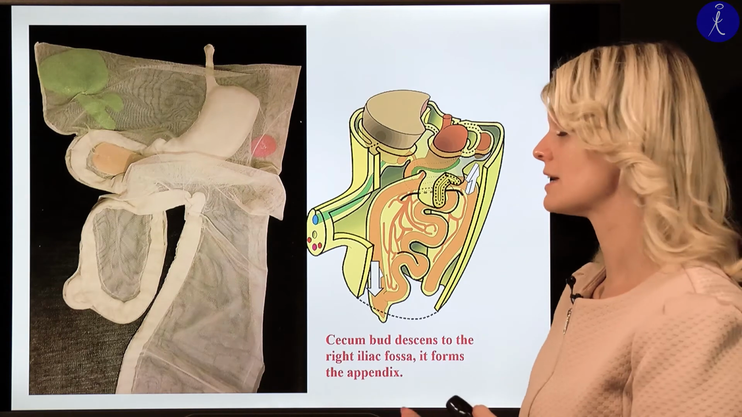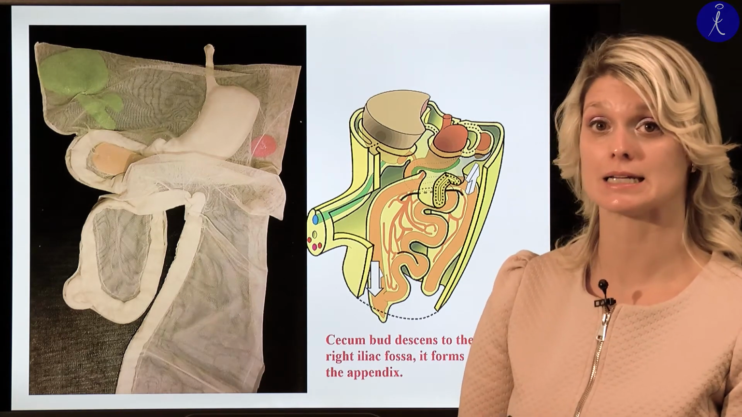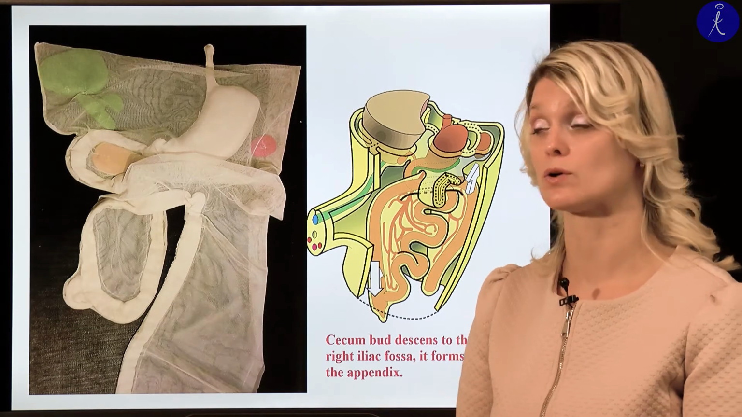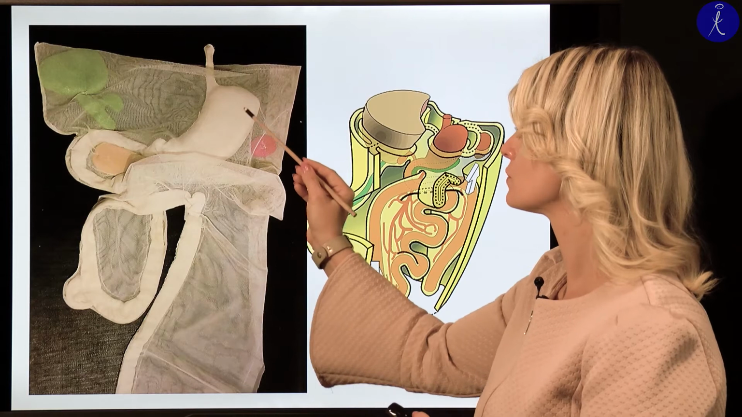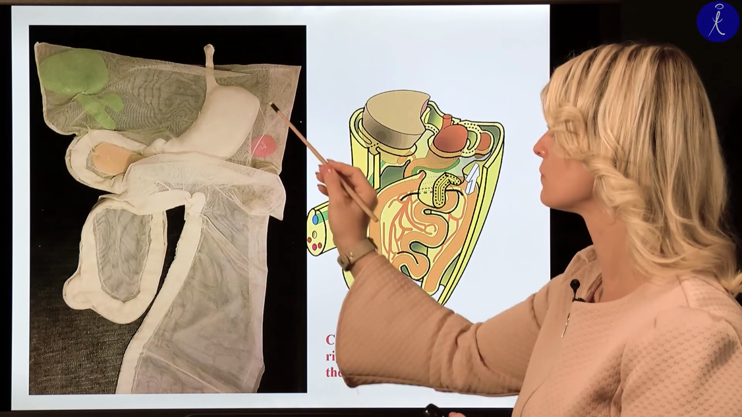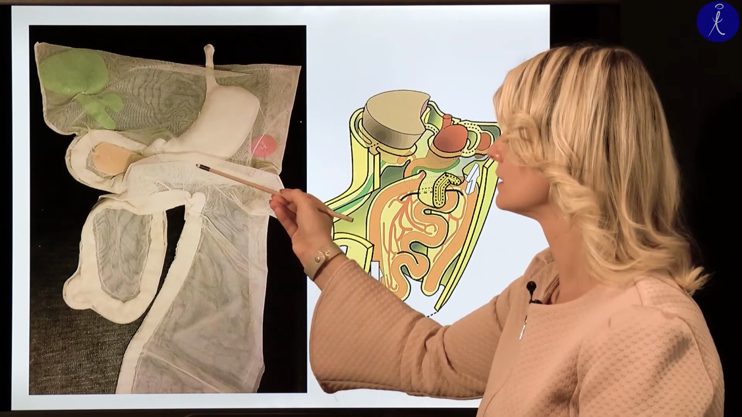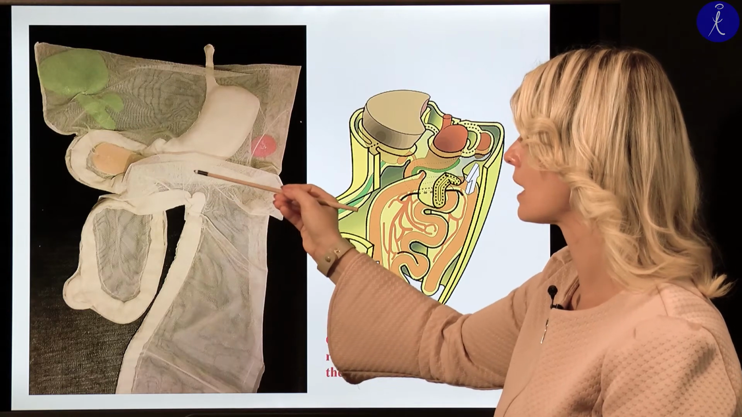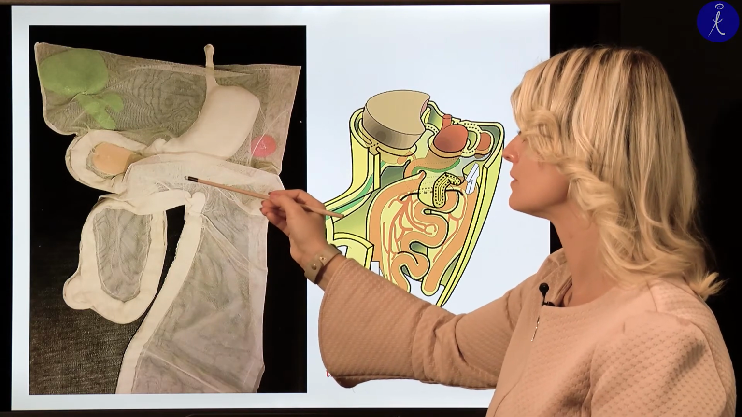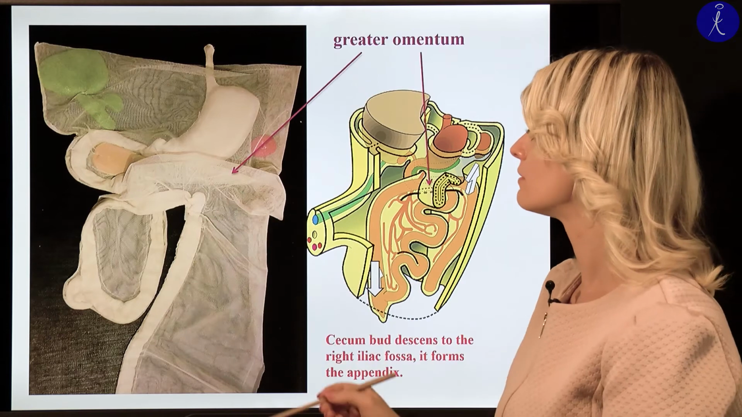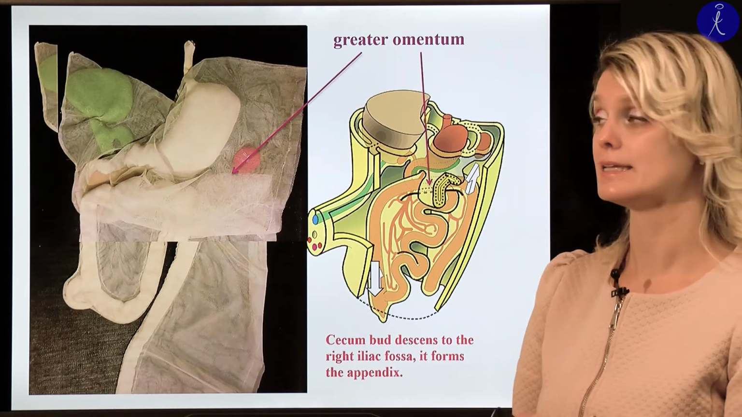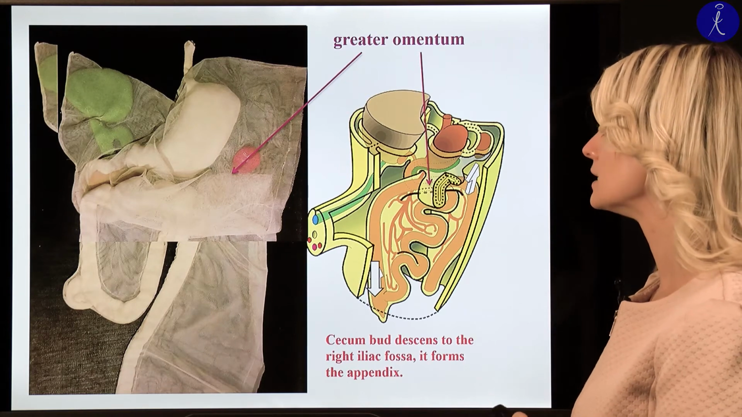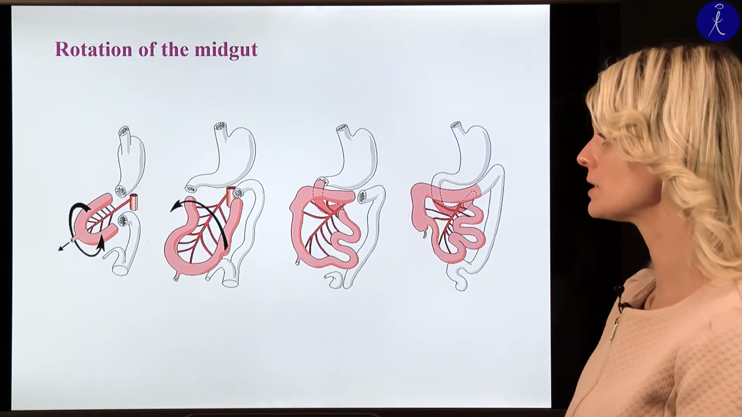And of course, if we have an abnormality, this normal anatomical position will change. And finally, you can see, because of the rotation of the stomach, from the greater curvature will develop the double layer of the greater omentum, which will cover the intestinal loops. And now, let's continue the description.